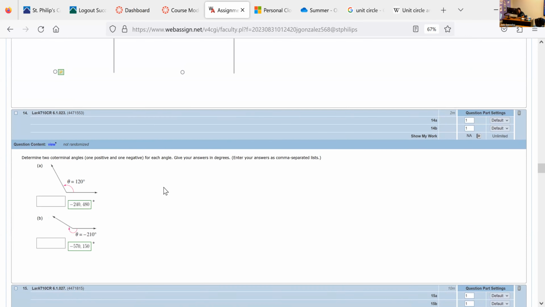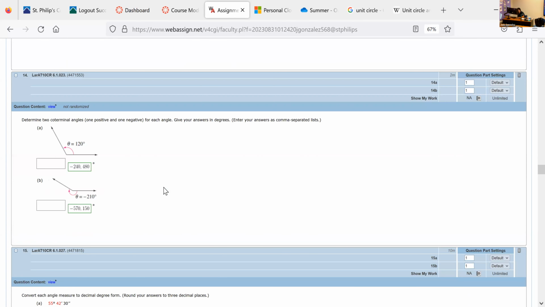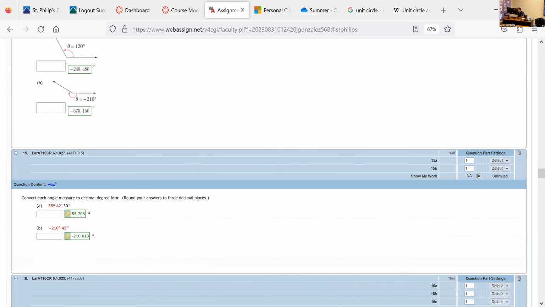Any questions on 14? Like 15 is going to be actual workout kind of problem.